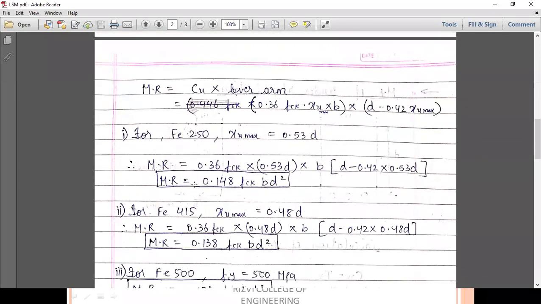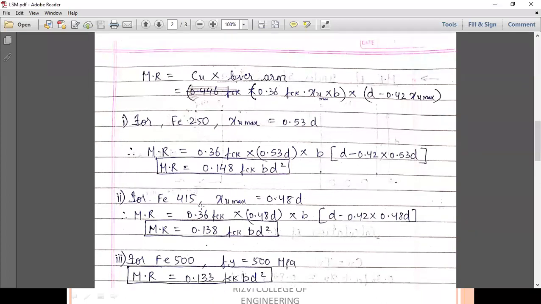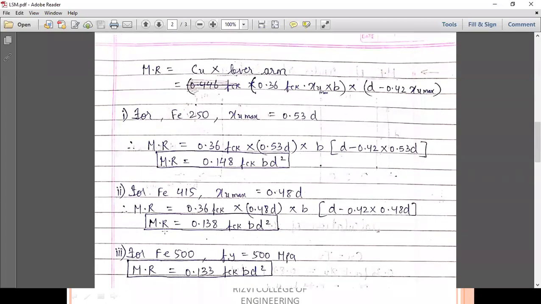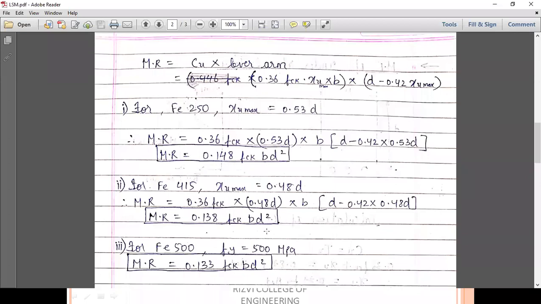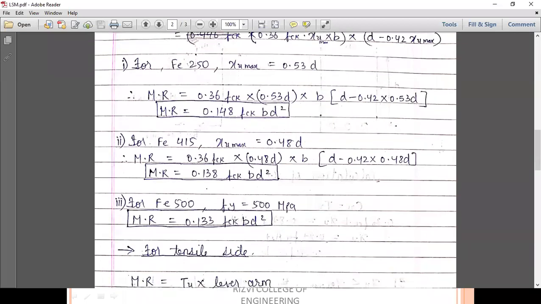Now again for Fe 250, what is Xu max? 0.53D. We are talking about the balanced one. So in place of Xu max, if you put 0.53D, then you will get this final value of MR. This is important for us, you have to remember this: 0.148 fck bd square for Fe 250 grade. Similarly for Fe 415, if you put this value of Xu max, you will get 0.138 fck bd square, and for Fe 500 you will get 0.133 fck bd square.